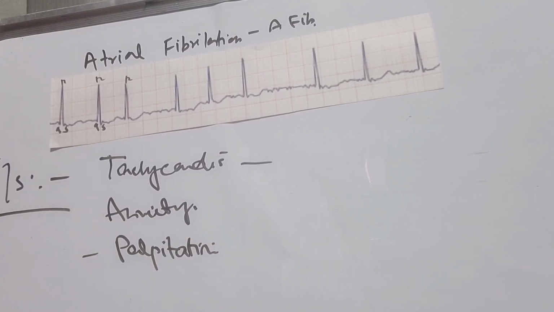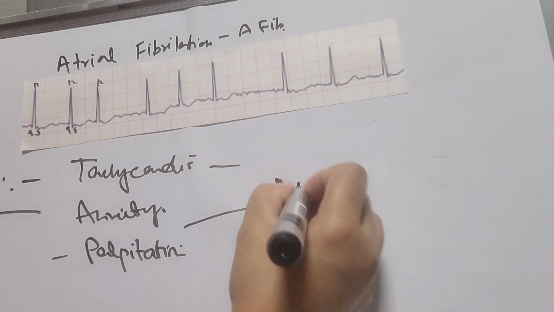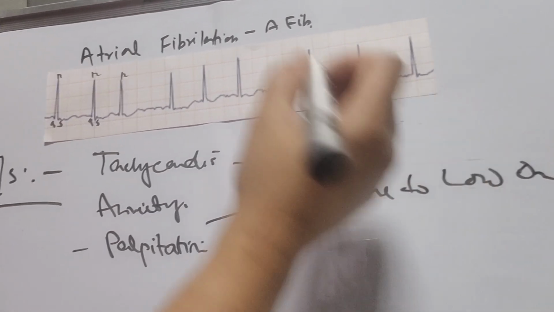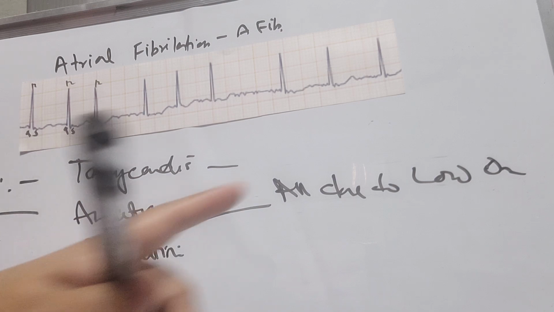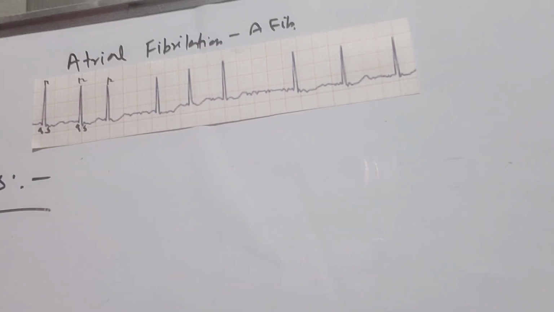These are the signs and symptoms of AFib, and all due to low oxygen, because oxygen is not properly going to the heart. That's why all these problems come due to low oxygen.